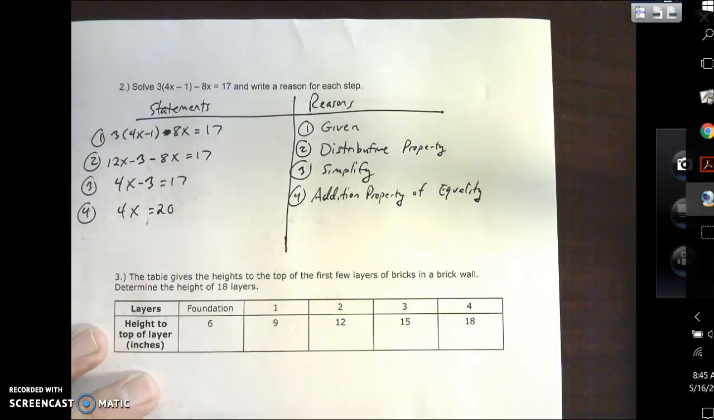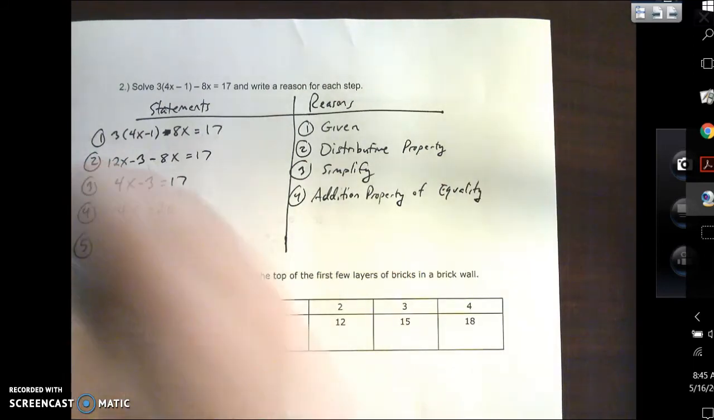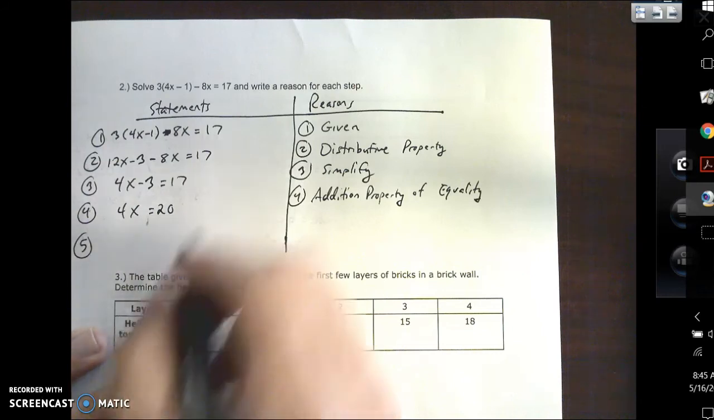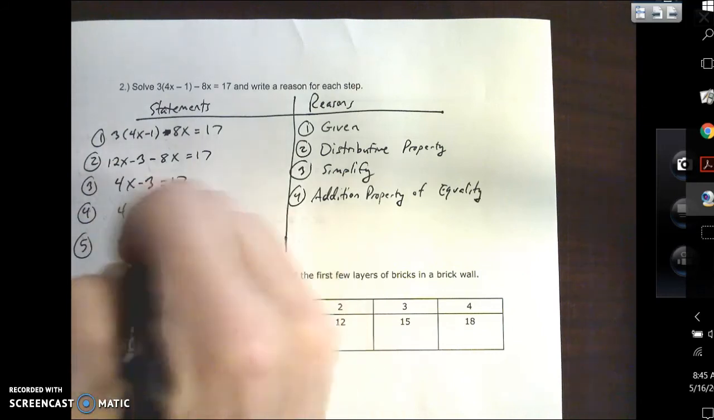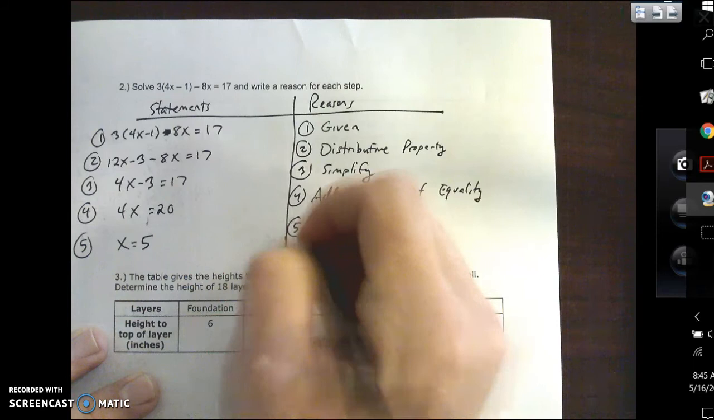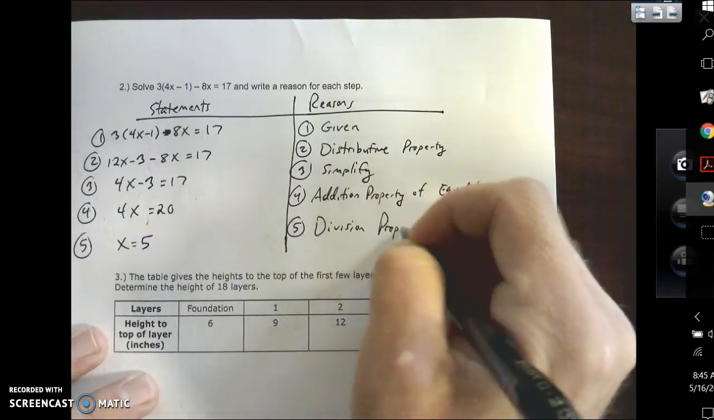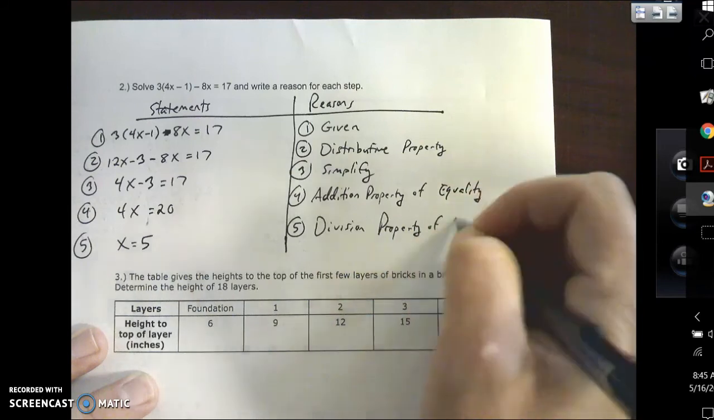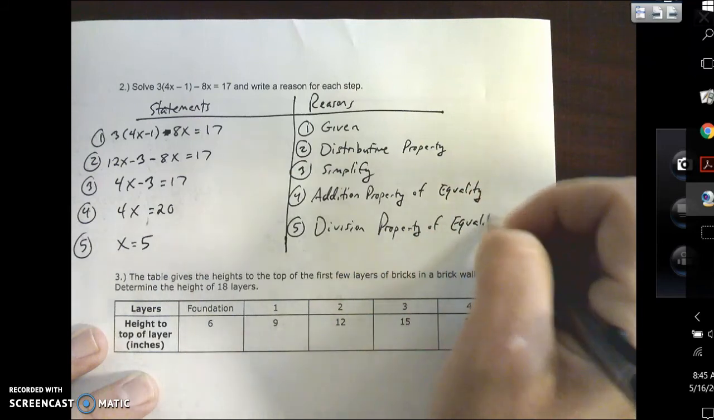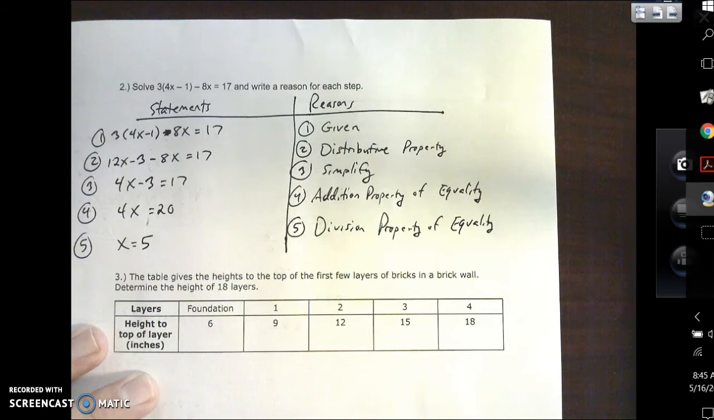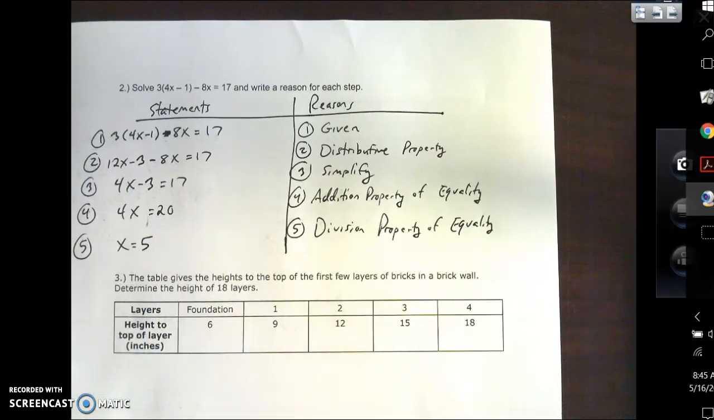Okay. And then finally, we can solve this by dividing both sides by 4. Okay, cool. There is a wonderful algebraic proof. Every single statement has a reason. So 1, 2, 3, 4, 5, 1, 2, 3, 4, 5, all is well.